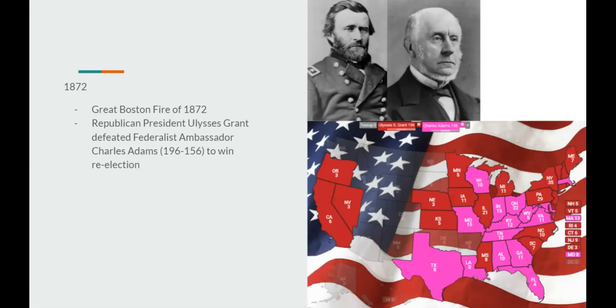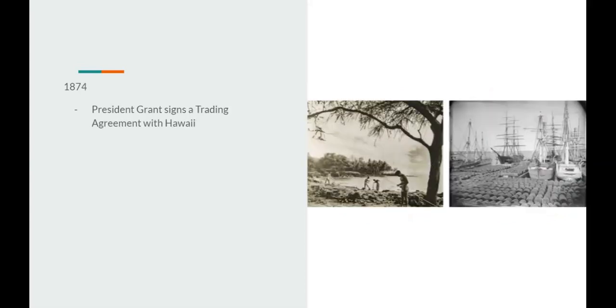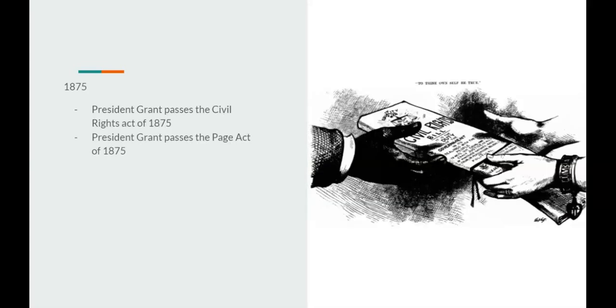which he wasn't that great of a president, honestly, but, you know. Going on to 1873, President Grant would sign the Coinage Act of 1873, which would end bimetallism. Going on to 1874, President Grant would sign a trading agreement with Hawaii. 1875, President Grant would sign the Civil Rights Act of 1875, which ends discrimination in public places and public juries. And he would also sign the Page Act of 1875.